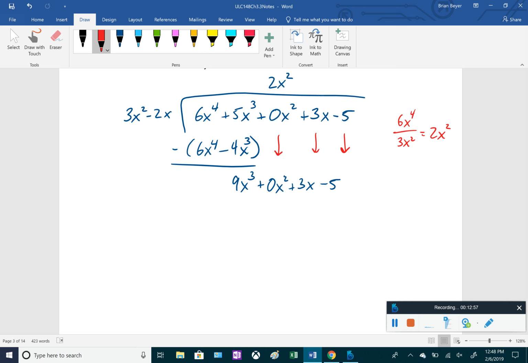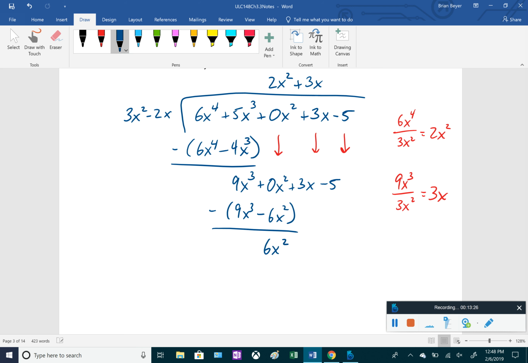So what do we have to multiply 3x squared by to get to 9x cubed? So we divide them and we get 3x. So plus 3x. And multiply that through. 3x times the divisor gives us 9x cubed minus 6x squared. The x cubes cancel. 0 minus negative 6, 0 plus 6 is 6x squared. So you can see how the x squared terms lined up perfectly.